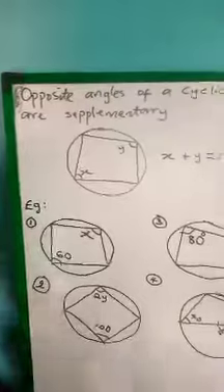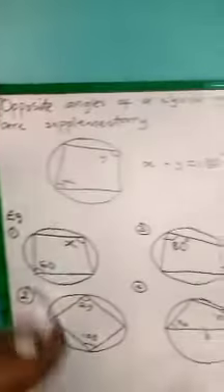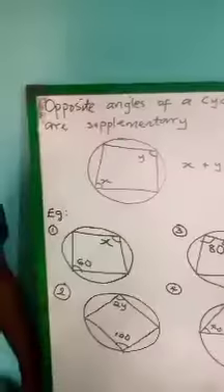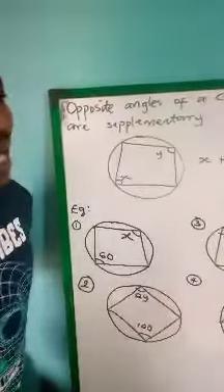Theorem number 3 we are going to be looking at now is opposite angles of a cyclic quadrilateral are supplementary. Remember, we've looked at two theorems already: angles at center is twice angles at circumference, and angles on the same segment of a circle are equal. Now here we'll be looking at opposite angles of a cyclic quadrilateral.